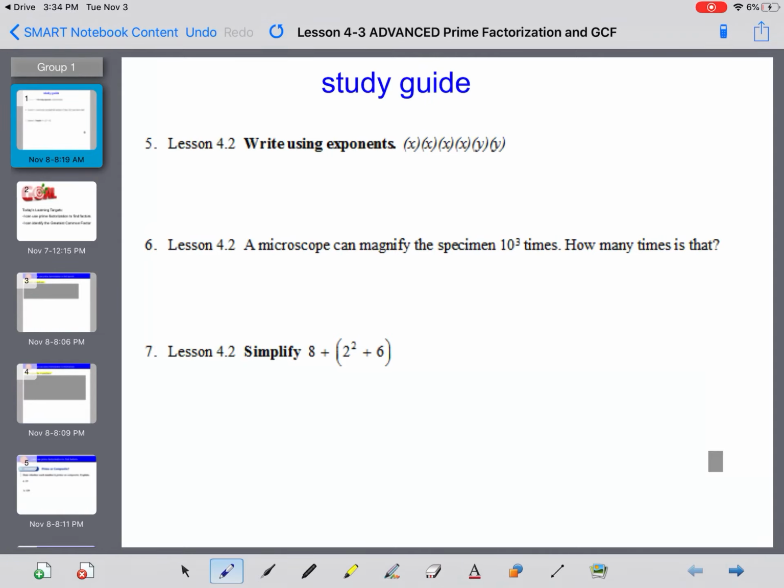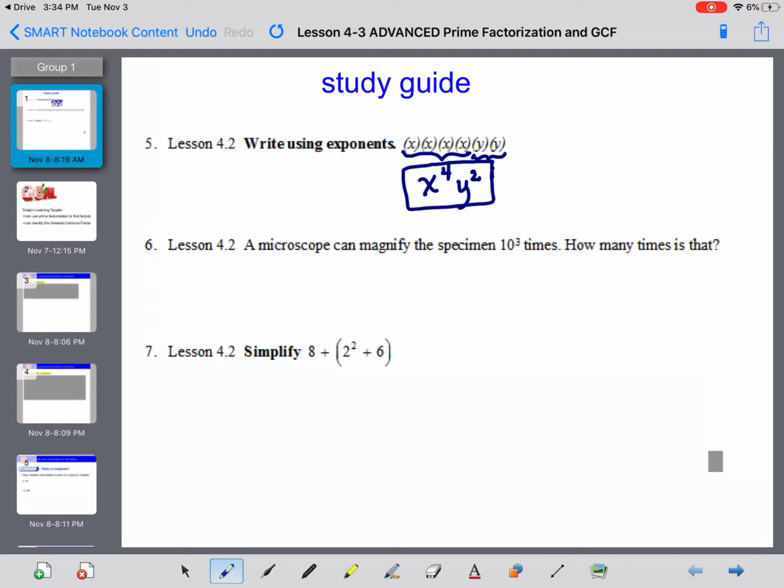In the first problem, you are asked to use exponents to represent the expression x times x times x times x times y times y. I see that x is being repeatedly multiplied 4 times. I can represent that with an exponent, x to the 4th power. Y is being repeatedly multiplied 2 times, so I can represent that as y to the 2nd power. X to the 4th, y to the 2nd means x to the 4th times y to the 2nd.